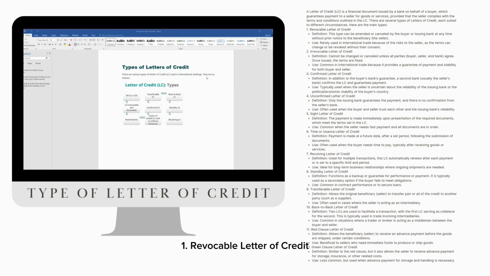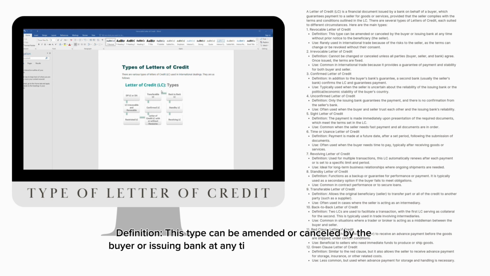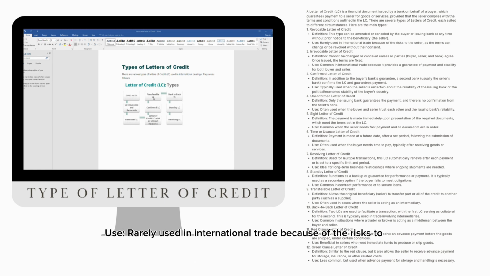1. Revocable letter of credit. Definition: this type can be amended or cancelled by the buyer or issuing bank at any time without prior notice to the beneficiary, the seller. Use: rarely used in international trade because of the risks to the seller, as the terms can change or be revoked without their consent.